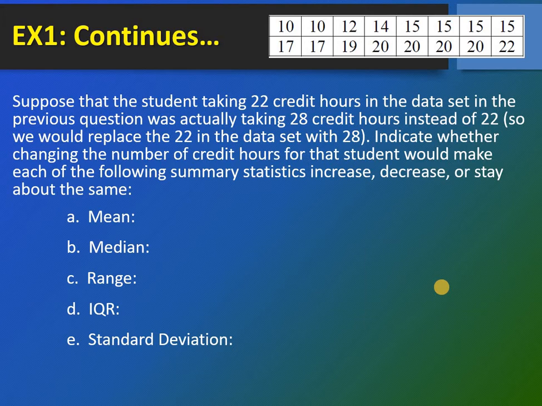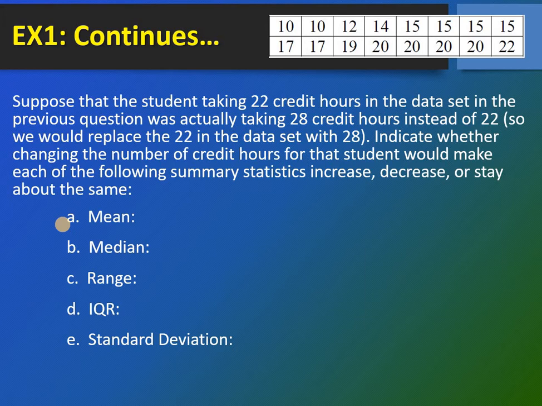So if I change this from a 22 to a 28, what is that going to do to my mean? Is it going to keep it about the same? Is it going to make it go up, or is it going to make it go down? The mean is going to increase, because the mean is sensitive to outliers.